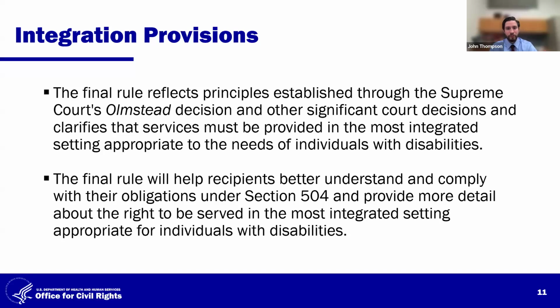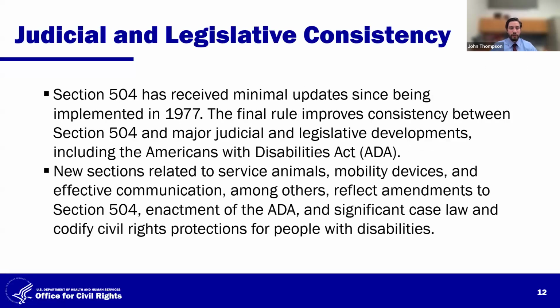Kind of a fuller list is additionally a broadened definition of disability. Clarification regarding reasonable modifications, discrimination concerning illegal use of drugs, the maintenance of accessible features, retaliation, coercion, personal services and devices, service animals, direct threat, the accessibility standards, and then limitations for fundamental alteration and undue financial and administrative burdens.